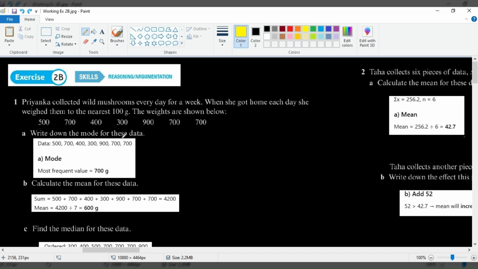When she got home, each day she weighed them to the nearest 100 grams. The weights are in this form. So first of all, you should write down the mode for this data, and the number that occurs very often is 700. You can see it's appearing 3 different times. That means 700 is the mode of this question.